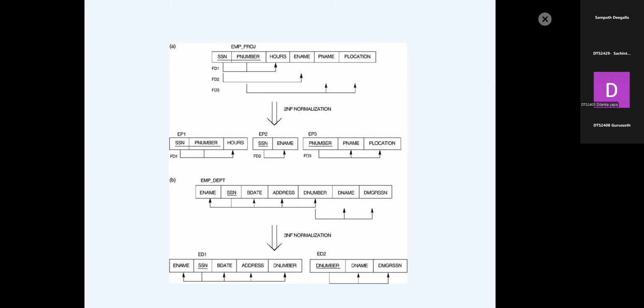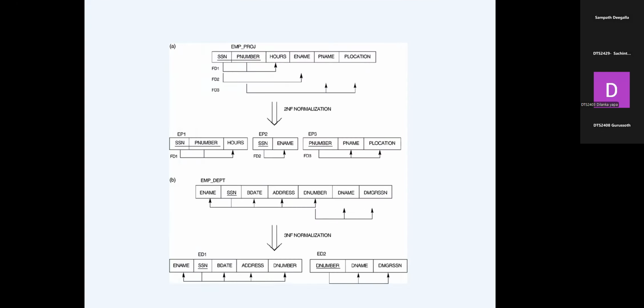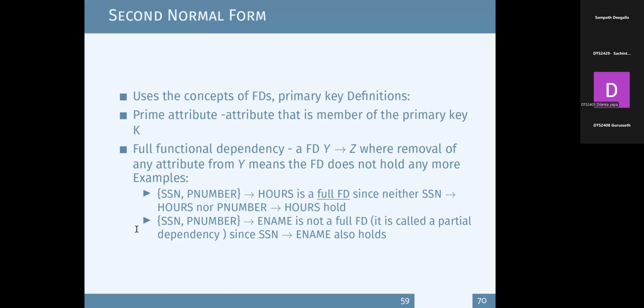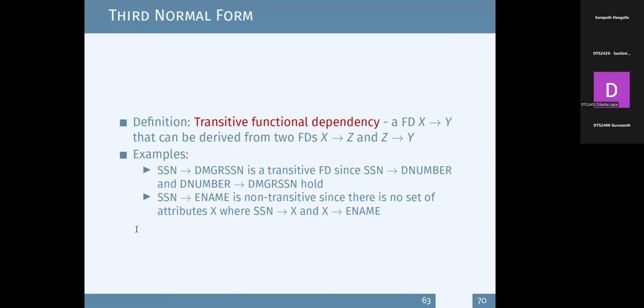We have been discussing the second normal form. Let me explain third normal form and I'll go back to the other examples.